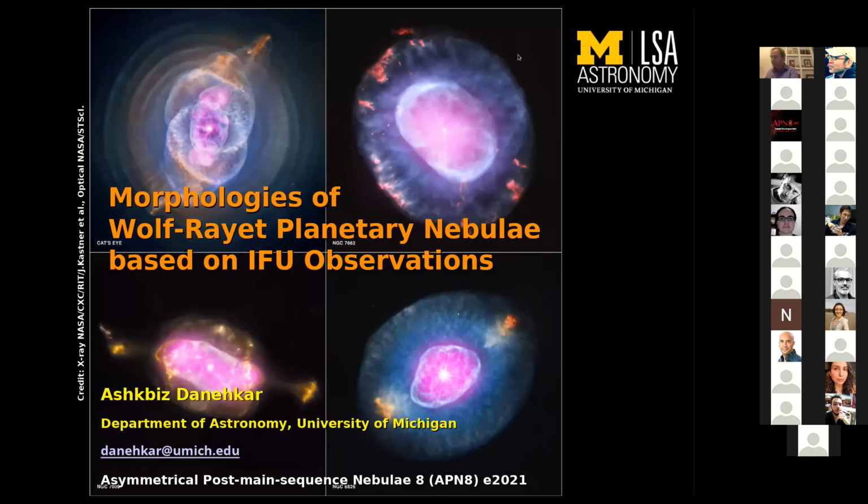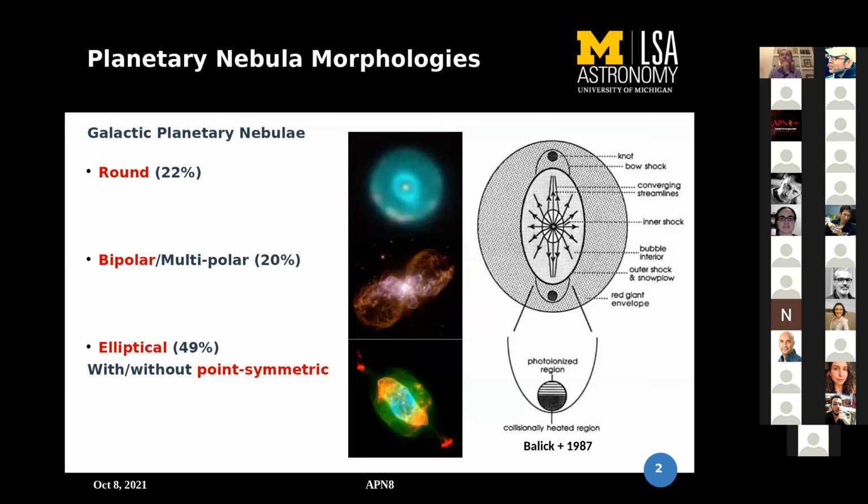Hello, everyone. I would like to thank the organizer for giving me the opportunity to present my talk. Today, I will talk briefly about the morphology of planetary nebulae around Wolf-Rayet central stars, which we see by using IFU observations. We typically have three classifications of planetary nebula morphology: round, bipolar and elliptical. About half of them are elliptical with or without point-symmetry structure, and about 20% are bipolar. We don't clearly understand what causes the morphology of these planetary nebulae. It could be related to binary and other stellar evolution.